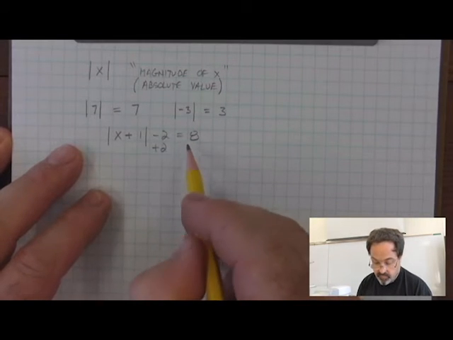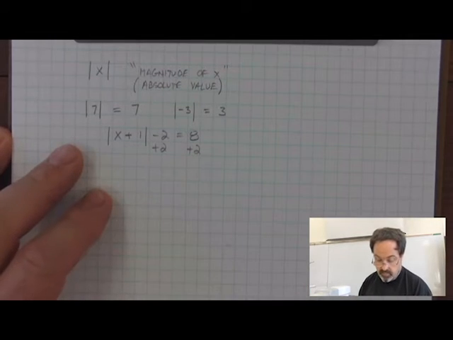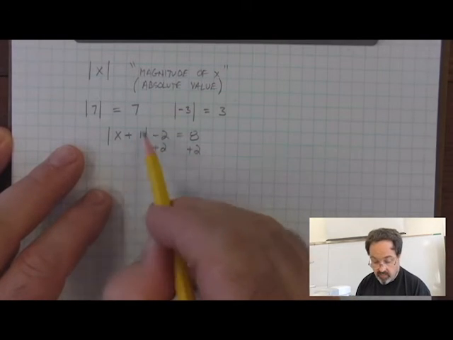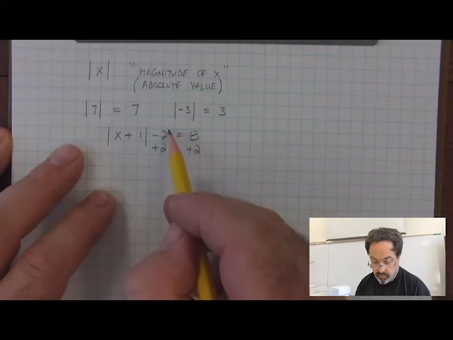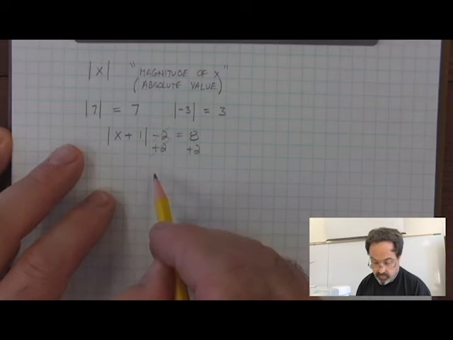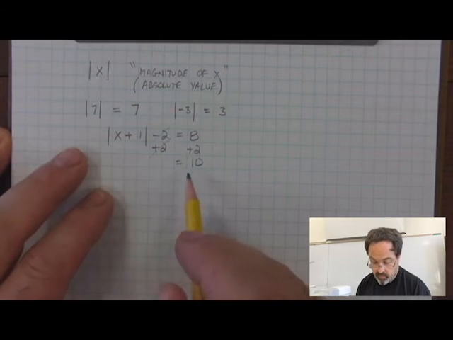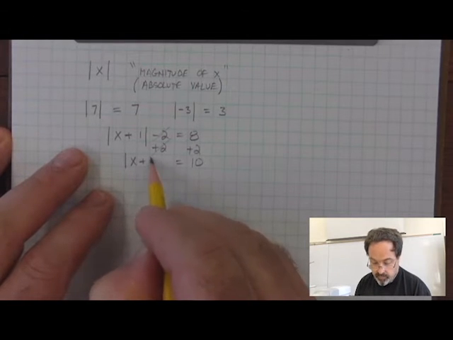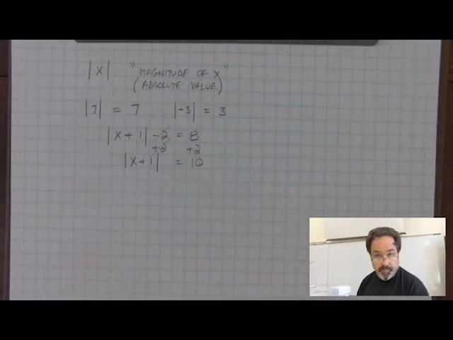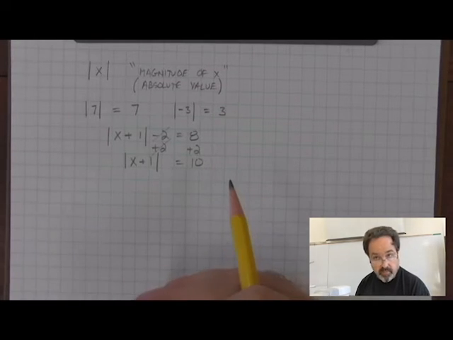To undo minus 2, we add 2 to the entirety of both sides. The negative 2 is outside of the absolute value bars, and so we're going to undo it with a positive 10 on the right, which leaves the magnitude or absolute value of x plus 1. In the process, what do I do at this point?